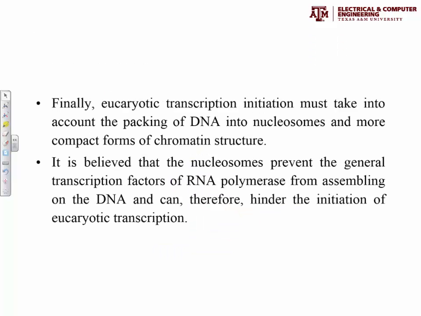Now finally, eukaryotic transcription also must take into account the packing of DNA into nucleosomes, right? Which is what we discussed at the beginning of this class, and more compact forms of chromatin structure. Because of this compact packing, if the DNA is in the nucleosome, the transcription factors cannot assemble. There is not enough room, right? So the start of transcription will have to be from some place other than a nucleosome. It may have to be opened up, right? But once the transcription is started, those factors are gone, okay? And then RNA polymerase can still keep on transcribing, right? So it is believed that the nucleosomes prevent the general transcription factors and RNA polymerase from assembling on the DNA and can therefore hinder the initiation of eukaryotic transcription.